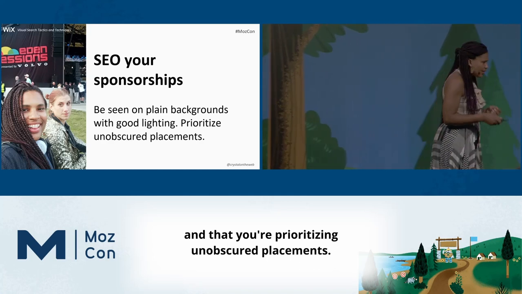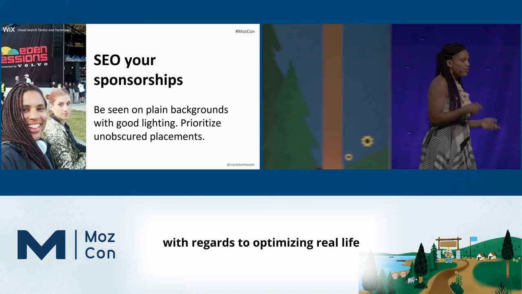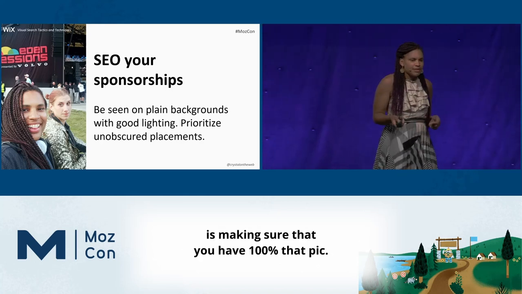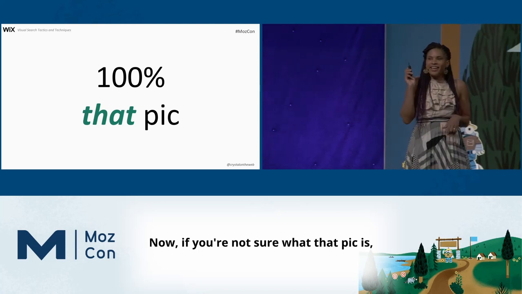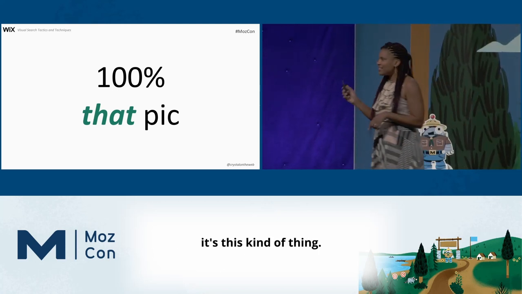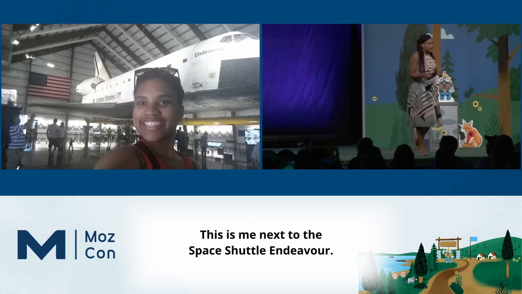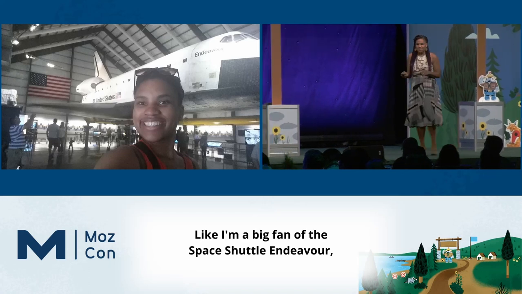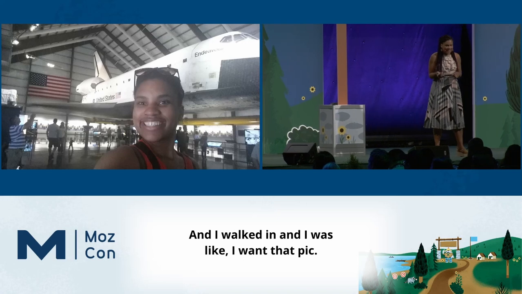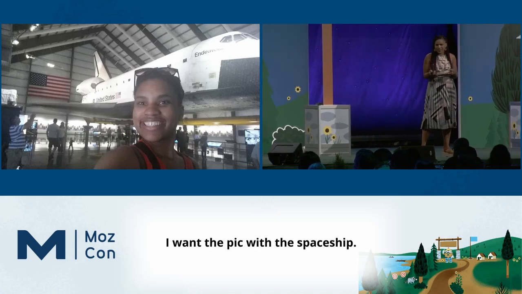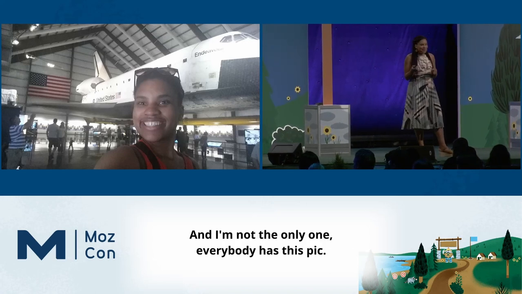And make sure that you've got them in good lighting, with good visibility, and that you're prioritizing unobscured placements. The other thing you should think about with regards to optimizing real life is making sure that you have 100% that pic. Now, if you're not sure what that pic is, it's this kind of thing. This is me next to the Space Shuttle Endeavour. I'm a big fan of the Space Shuttle Endeavour, and they have it at a museum in Los Angeles, and I walked in and I was like, I want that pic. I want the pic with the spaceship. And I'm not the only one.